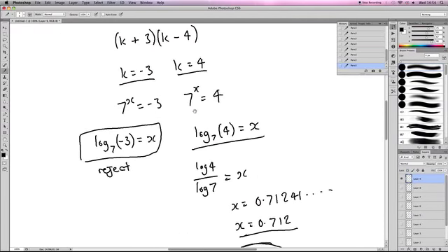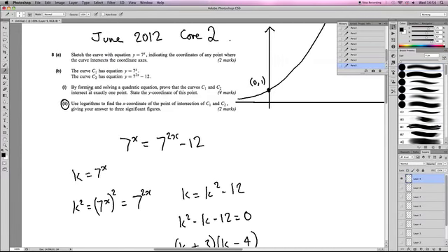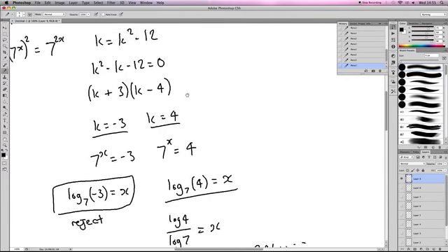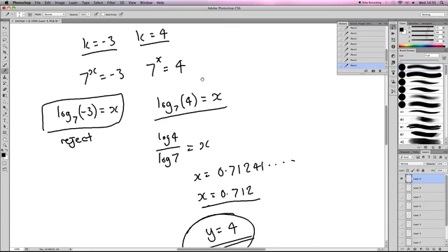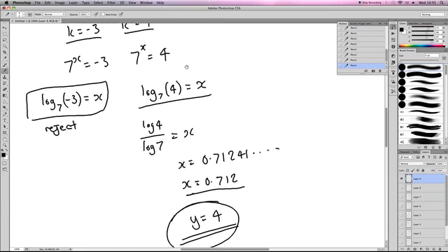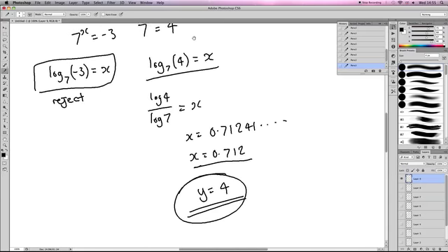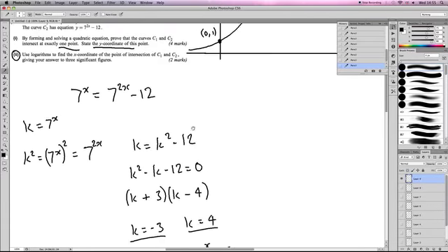Alright, I'm actually really confused here. Forming and solving quadratic. Show they intersect at exactly one point. State the y coordinate of this point. Huh? What? Alright, I don't know what I've done.